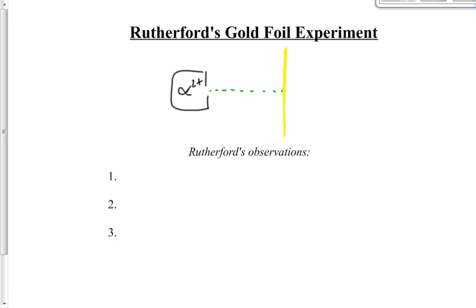And this screen, or this thin barrier, is made out of gold. Gold's heavy, but it's really, really thin. When you cook a turkey in the oven, you put aluminum foil over it, right? Well, we're talking about something like that, except made out of gold instead of aluminum, and thinner.